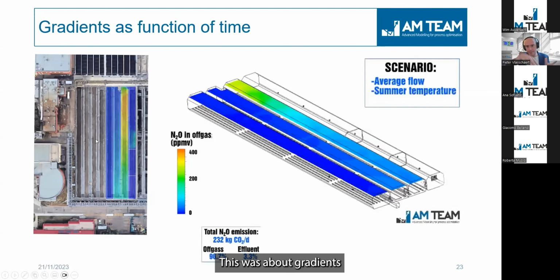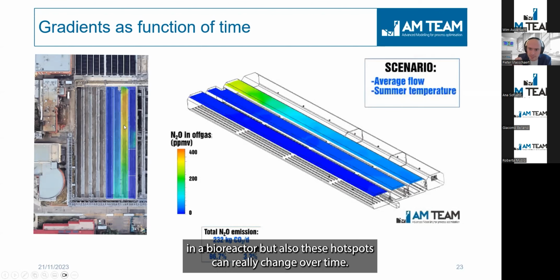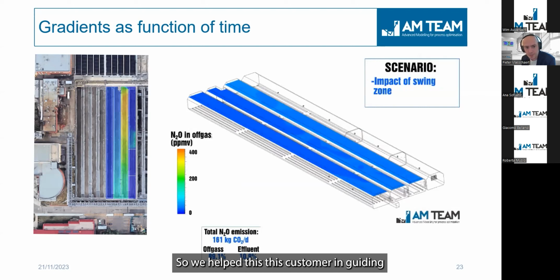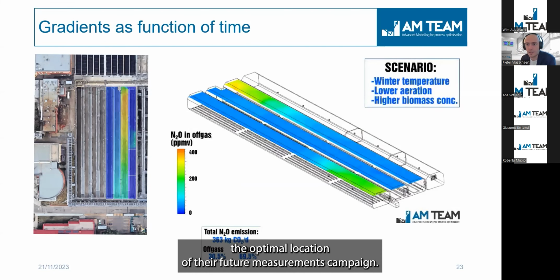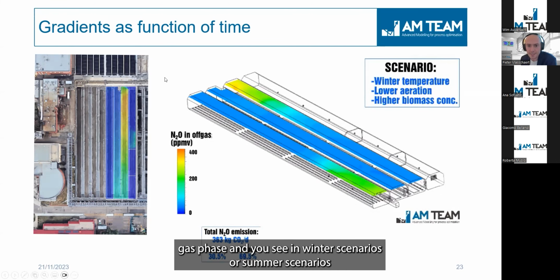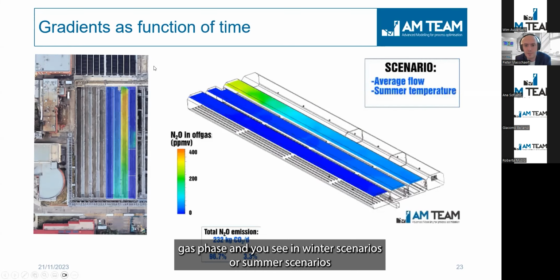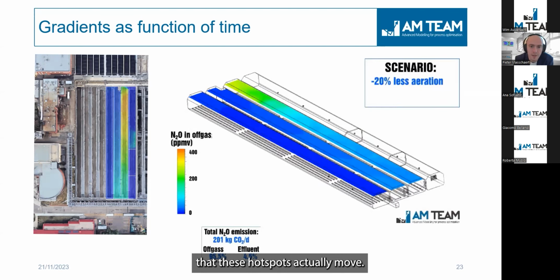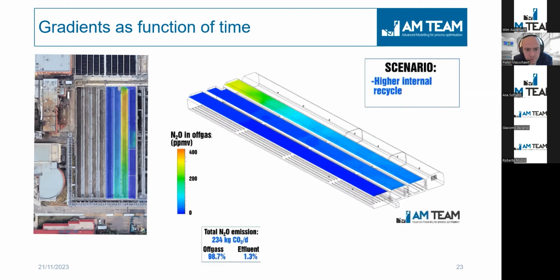This was about gradients in a bioreactor, but also these hotspots can really change over time. This is an example of a customer in Canada. So we helped this customer in guiding the optimal location of their future measurement campaign. And here you see the concentrations in the gas phase. And you see in winter scenarios or summer scenarios that there is a lot of variation, or if you have a high load, that these hotspots actually move. So important to take into account.